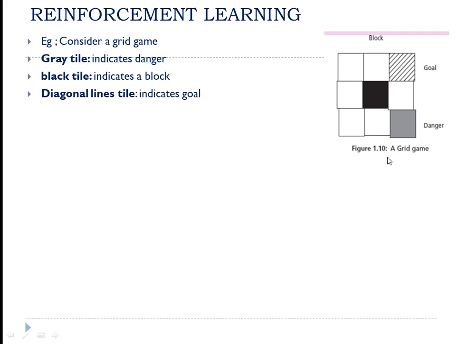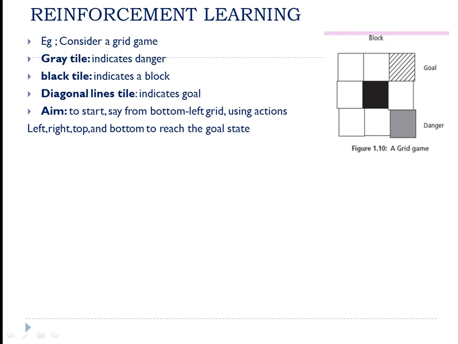Basically I can say this is like a maze. Suppose this is a starting point. The goal is to reach here, that is the diagonal lines. While going, it cannot go to this gray tile because it indicates danger. It cannot go through the black tile because it's a block. So I'm training my program to reach the goal, and I'm also training it that black means block, gray means danger.